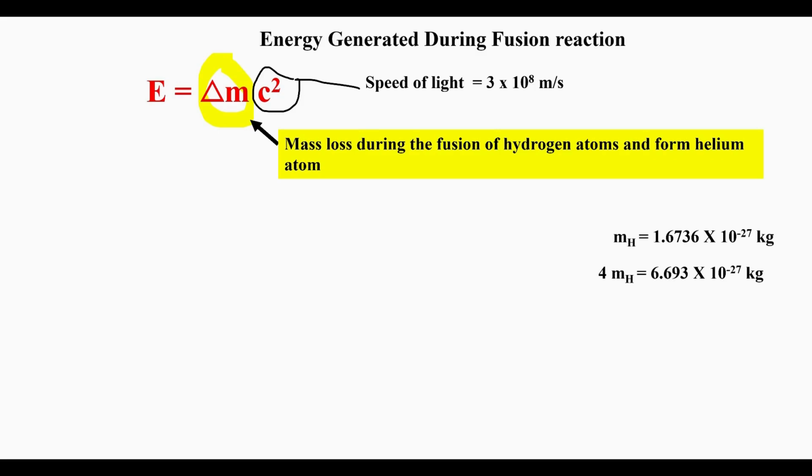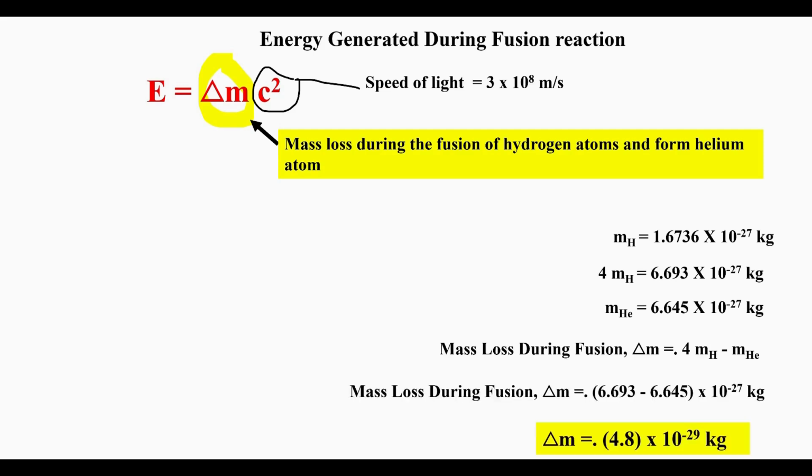After the fusion reaction, the newly formed helium atom has a mass equal to 6.645 into 10 raised to the power minus 27 kg. The difference in the mass of the 4 fused hydrogen atoms and the newly formed helium atom is equal to 4.8 into 10 raised to the power minus 29 kg.